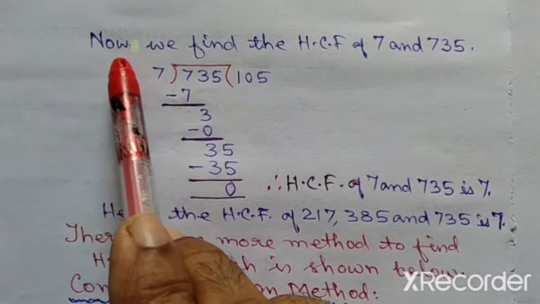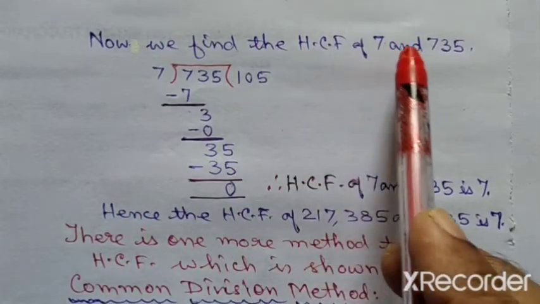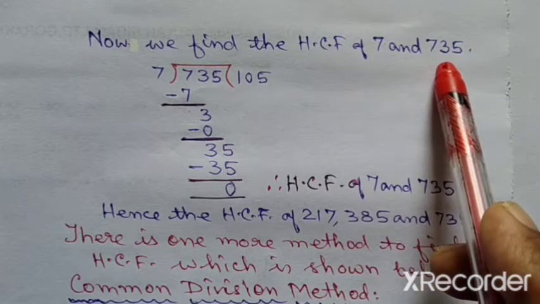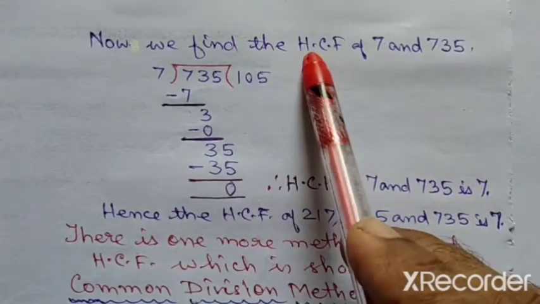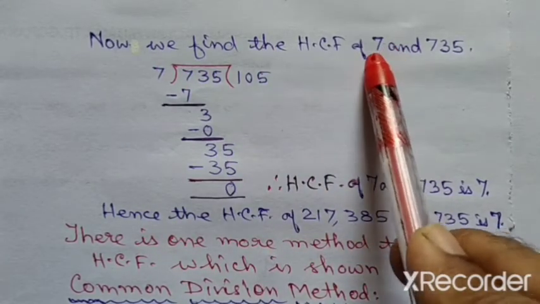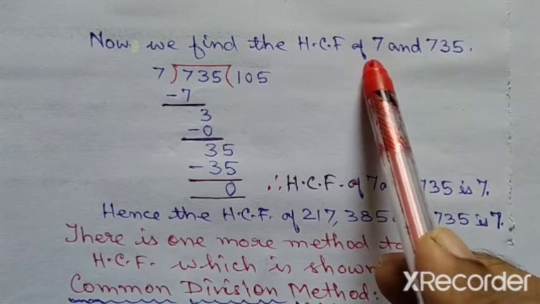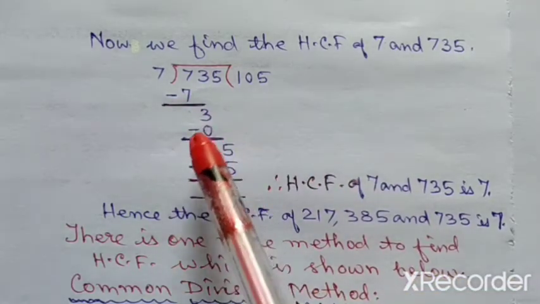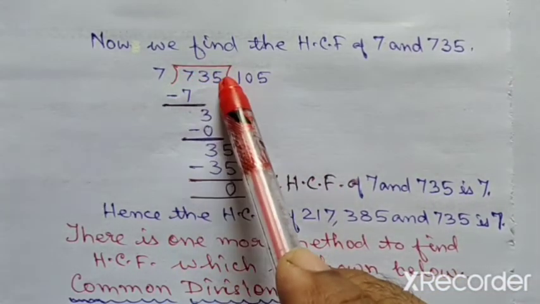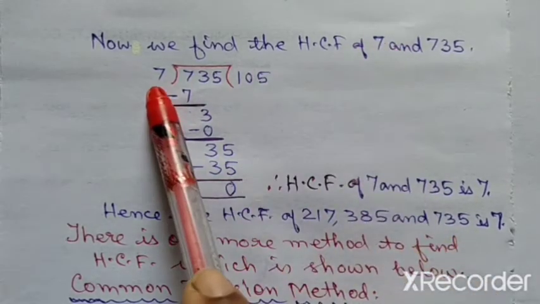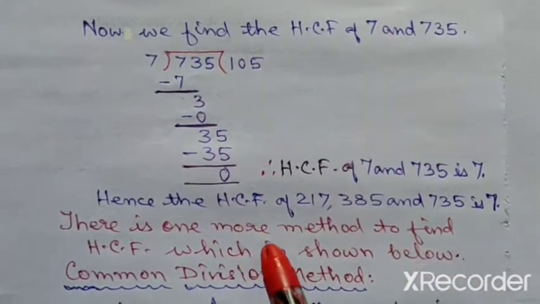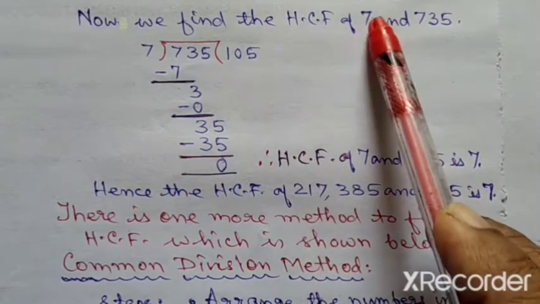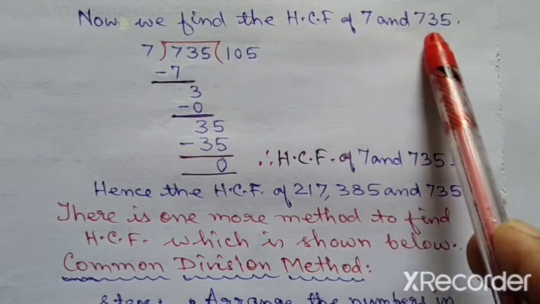Now children, we find the HCF of 7 and 735. This is the third number which is left, if you see the question properly. So write here 7, the previous HCF, and the third number, that is 735. Now again divide in the same way, children. Write 735 as the dividend and divide by 7, as usual. What do we see? Again we get remainder 0. So children, the HCF of 7 and 735 is 7.